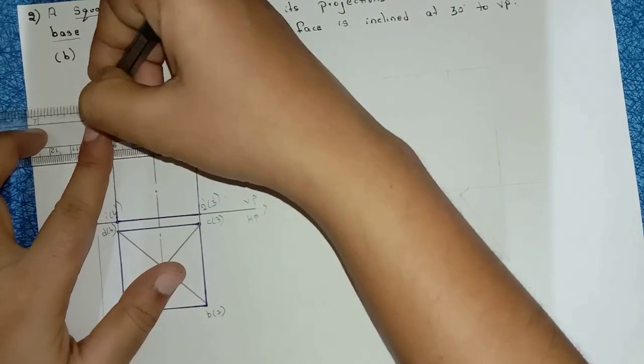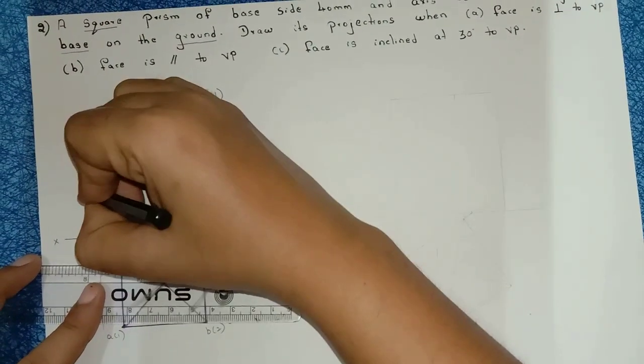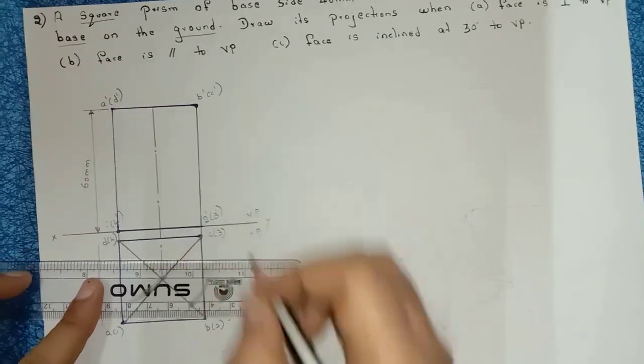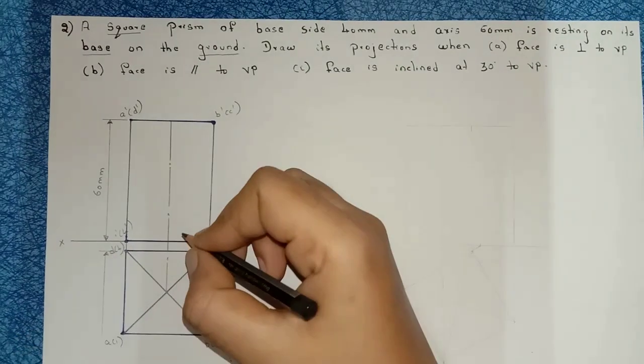Here they mention axis height is 60 mm. So I am mentioning axis height here as 60 mm, right? Then next, the length of the square. The length of the square is here 40 mm.